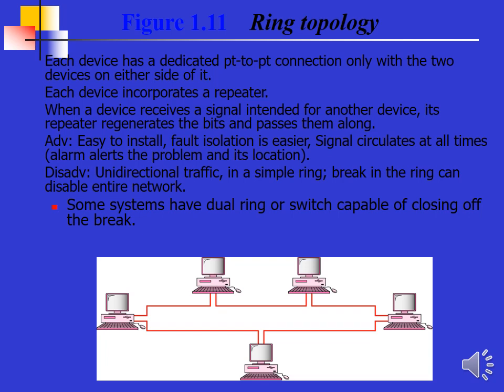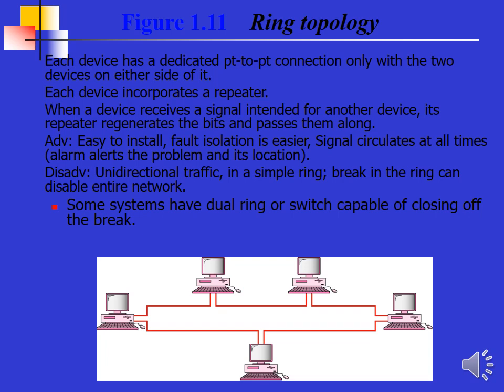1.11 ring topology. Each device has a dedicated point-to-point connection only with two devices on either side. You can see it in the diagram also. Each device incorporates a repeater. When a device receives a signal intended for another device, its repeater regenerates the bits and passes them along.